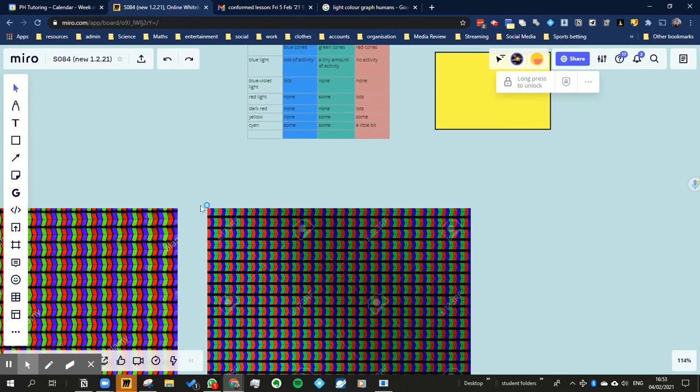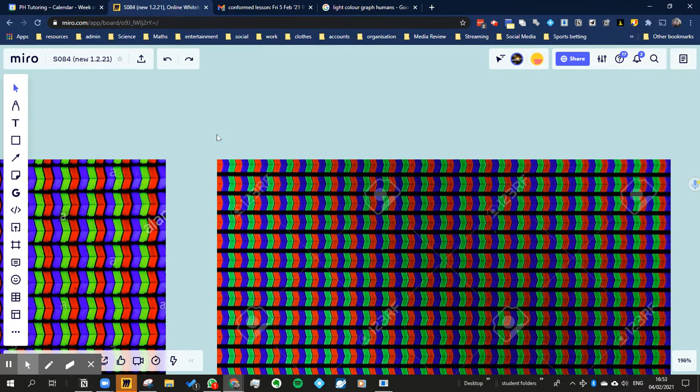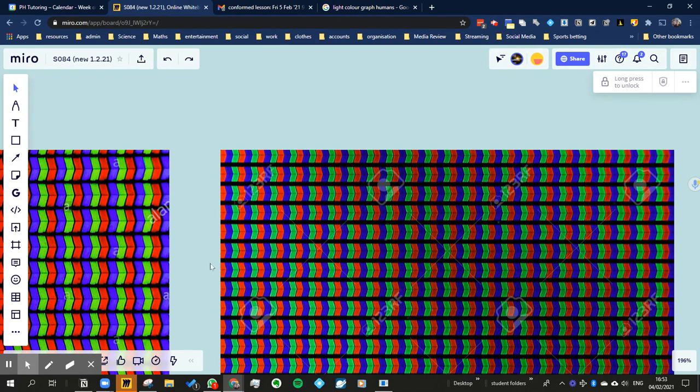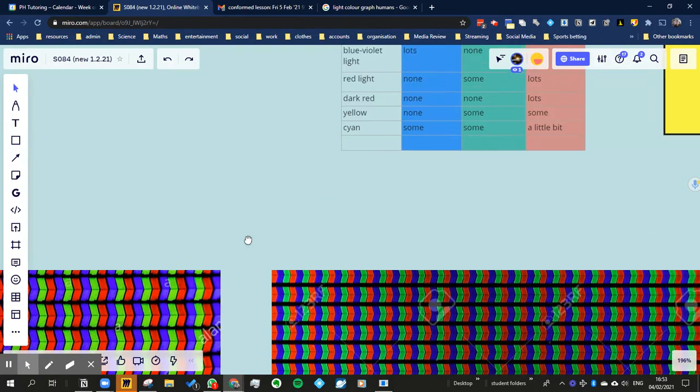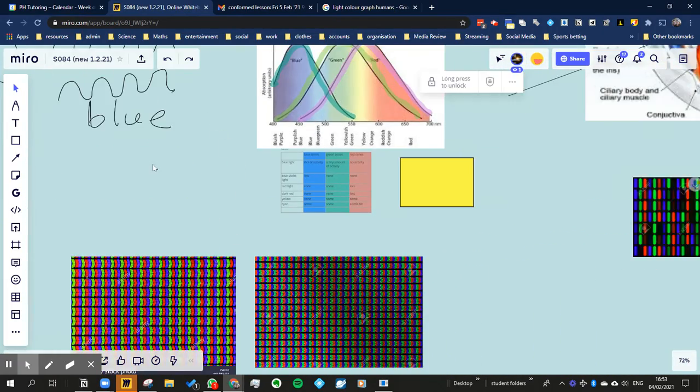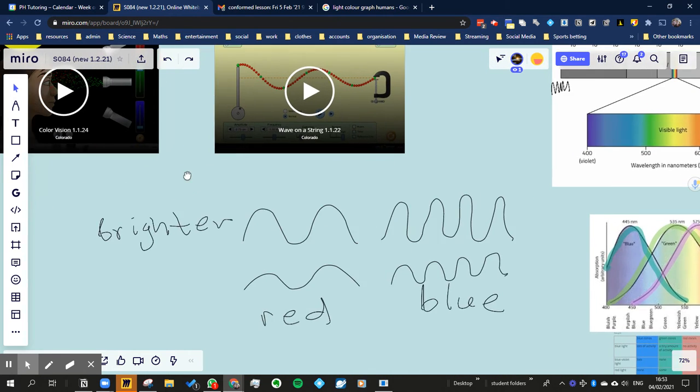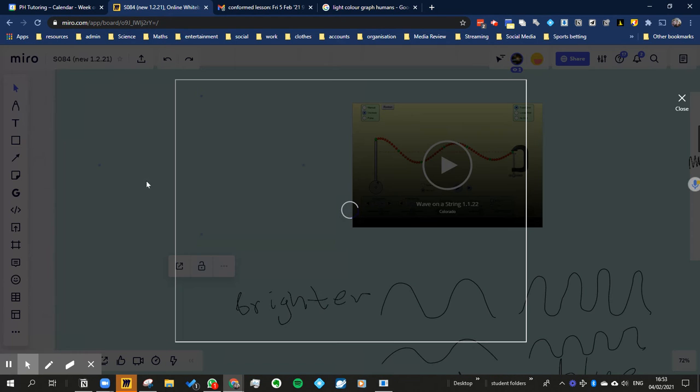So if you look closely at a computer monitor, it would look like this. It's basically just red, green, and blue LEDs, mixed together in different amounts to show different colors and pictures. So let's have a look at an animation of how this would work.